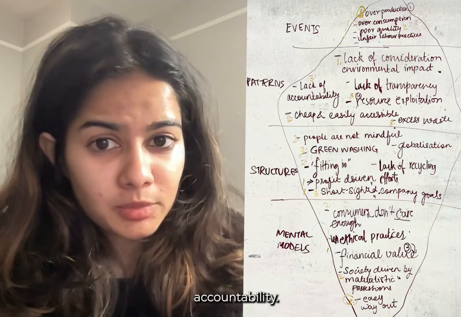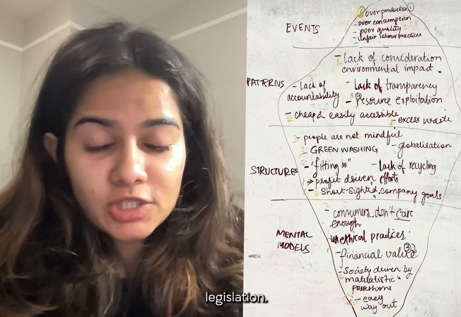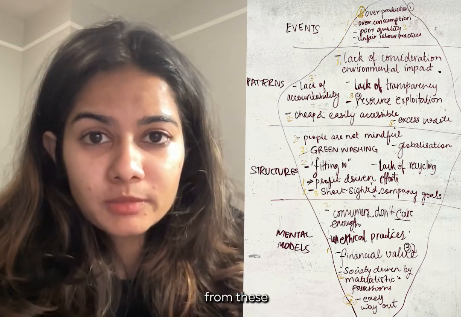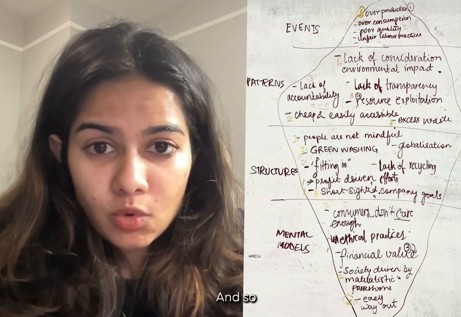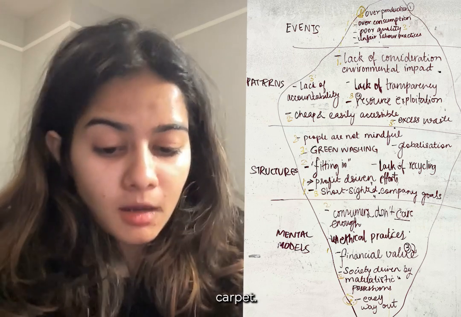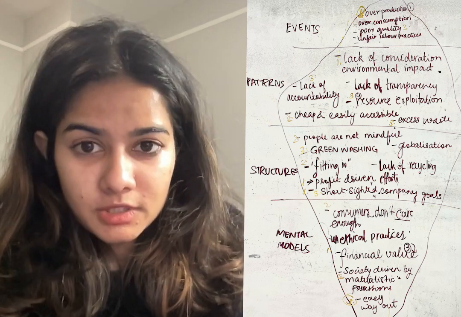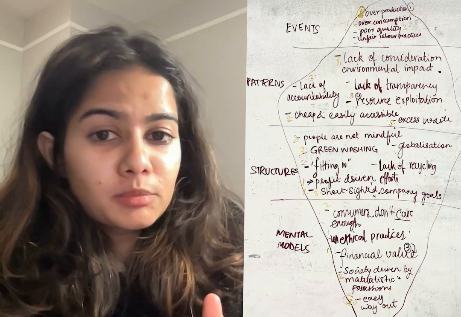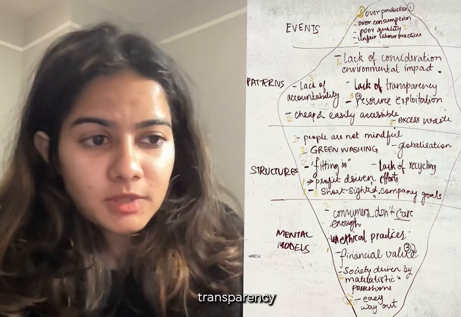There's a lack of accountability. There is not enough legislation, there is not enough accountability from these big companies, and so things have just been swept under the carpet. There is a lack of transparency. Because of the lack of accountability, no one is required to be transparent about their numbers.